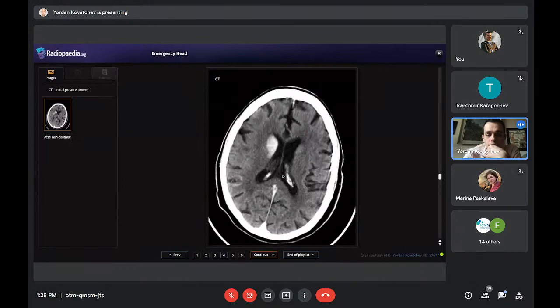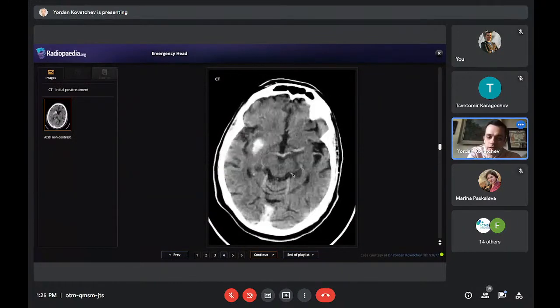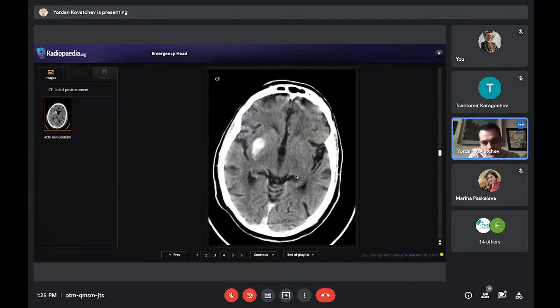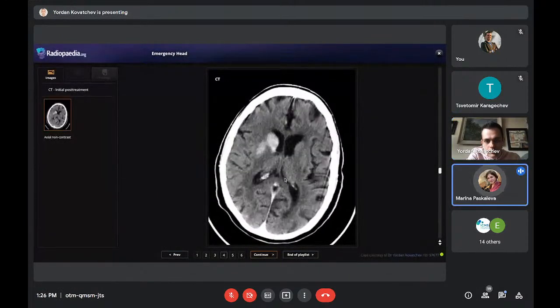Can anyone? Well, you don't have to say what it is, but at least what do you see? Is it hyperdense? Is it hypodense? Where is it? Like these initial things. Can anyone take a guess? Hemorrhage in the basal ganglia.